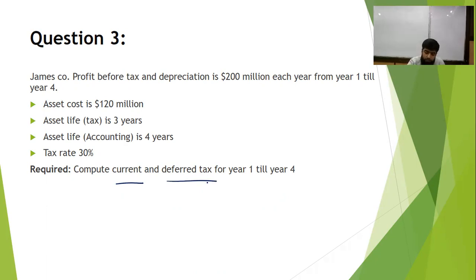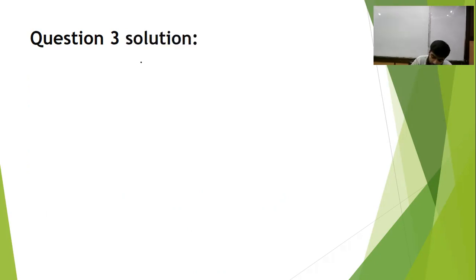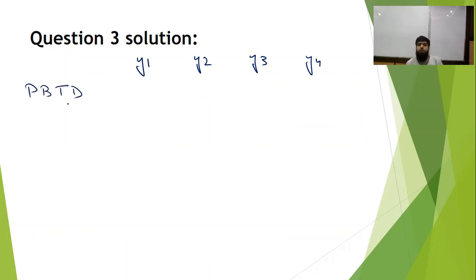We have to calculate two taxes here, that is the current and the deferred tax for year 1 till year 4. Now let's calculate the current tax. First of all, let's take year 1, year 2, year 3, and year 4. We have profit before tax and depreciation. Profit before tax and depreciation is 200 million in all accounting periods, it is assumed.